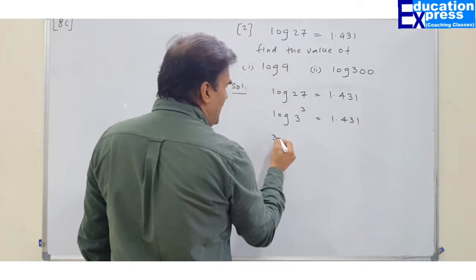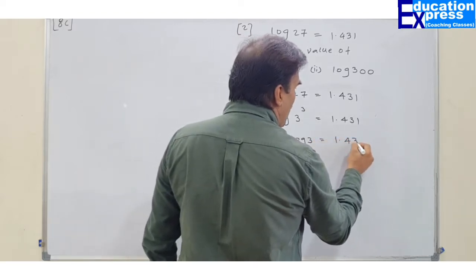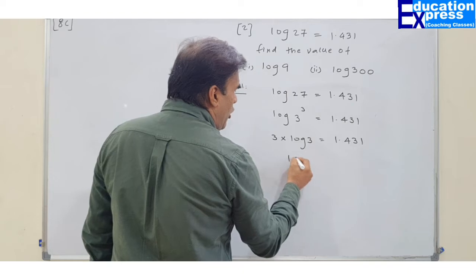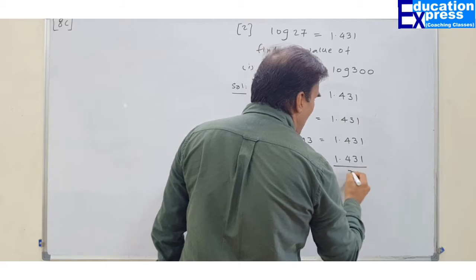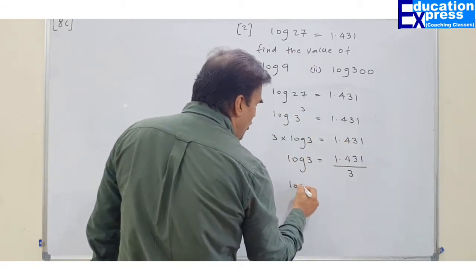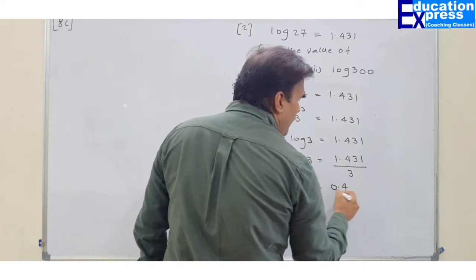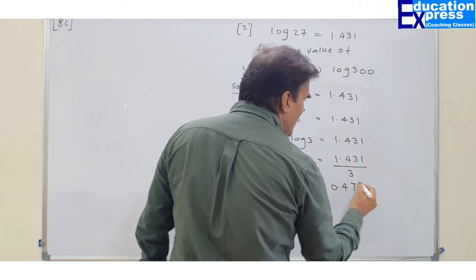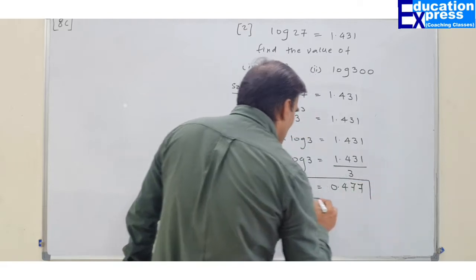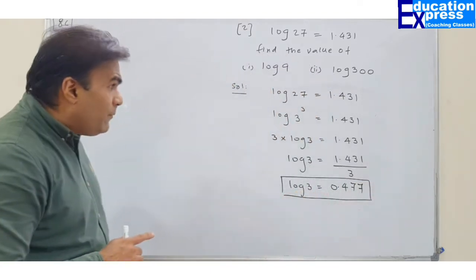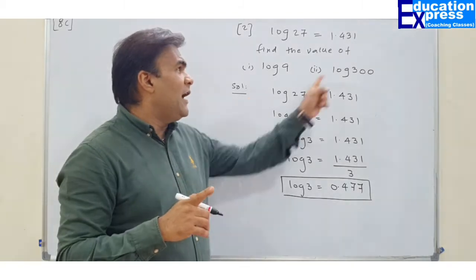This can be written as 3 multiplied by log of 3 is equal to 1.431. So log 3 will be equal to 1.431 upon 3. Let's divide and find out the value of log 3. That's going to be 0.477. Now it is the value of log 3 which will help us to find out the value of log 9 and the value of log 300.